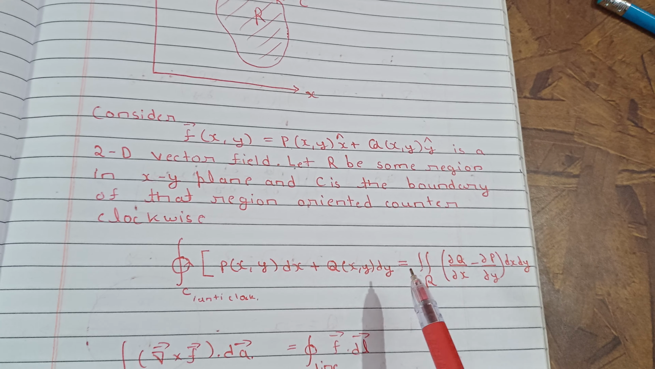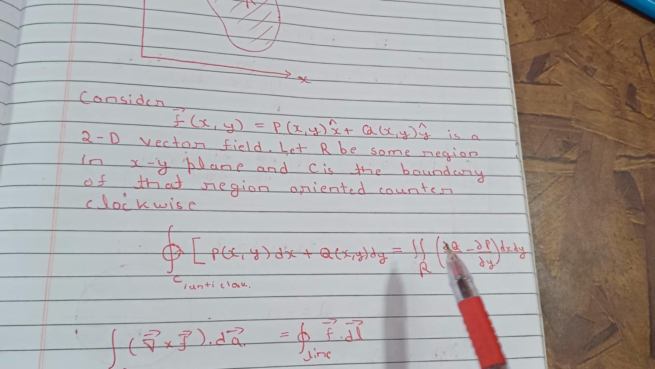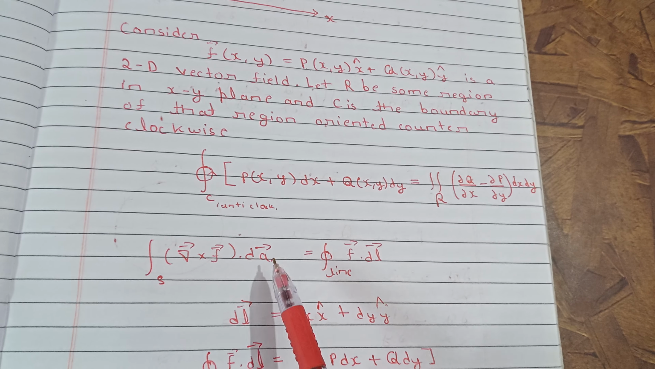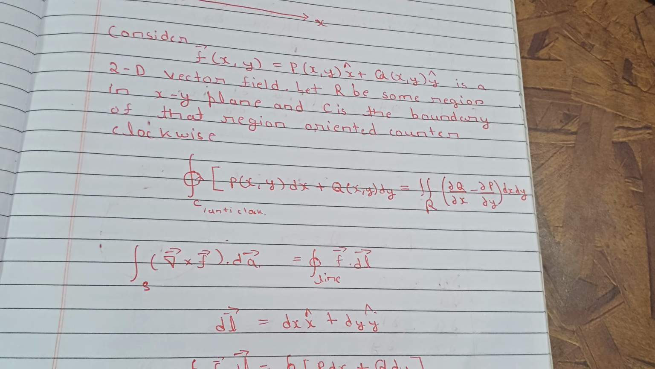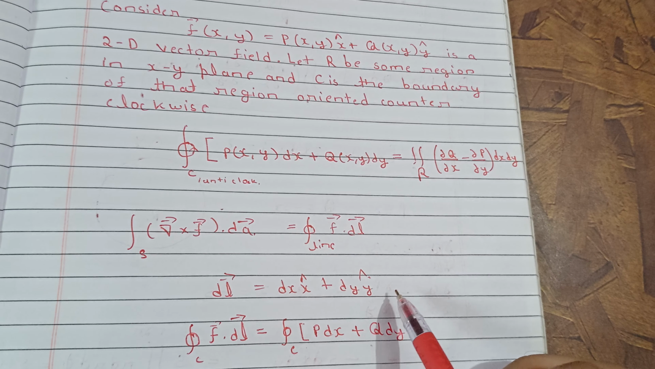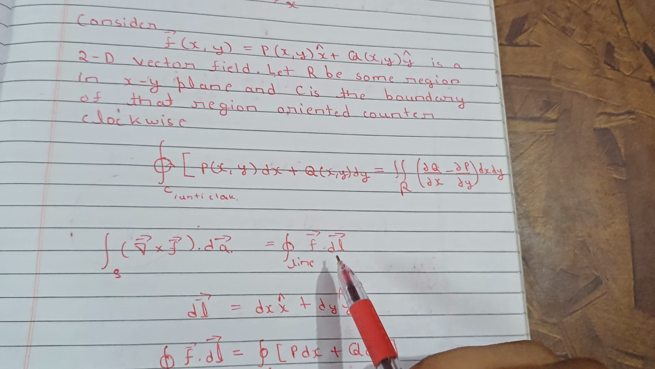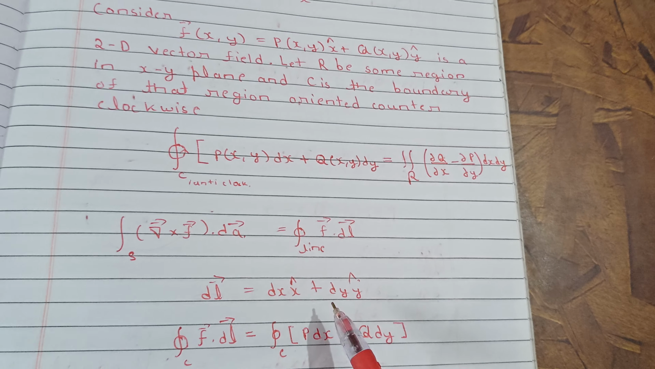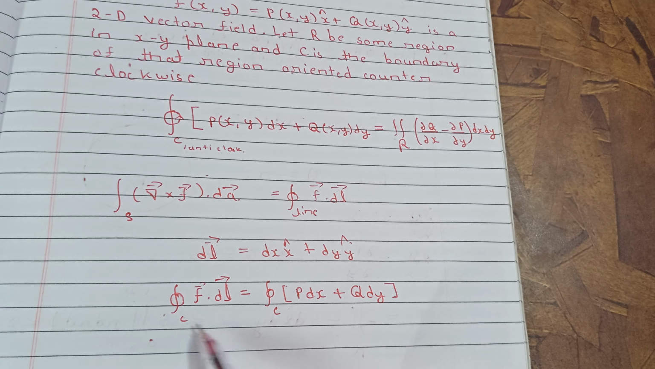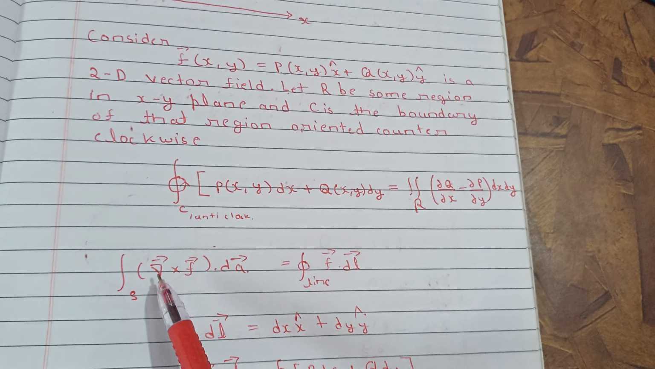Now let's see how we get this theorem from Stokes' theorem, and how we can say that this is just Stokes' theorem in 2D. We know Stokes' theorem: the integral of del cross F dot dA equals the line integral of F dot dl. Now we know in 2D, dl will be dx x cap plus dy y cap, and F is in this form. So F dot dl will give us P dx plus Q dy, and this is the contour integral.